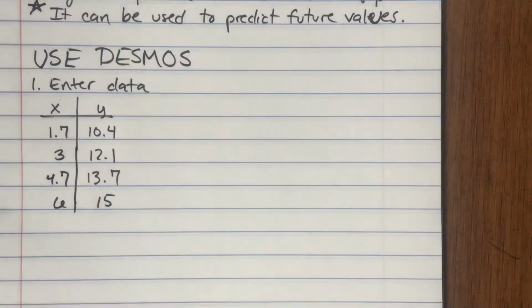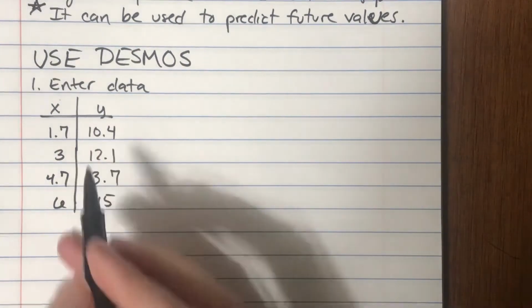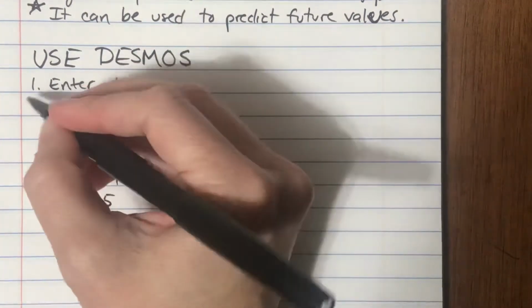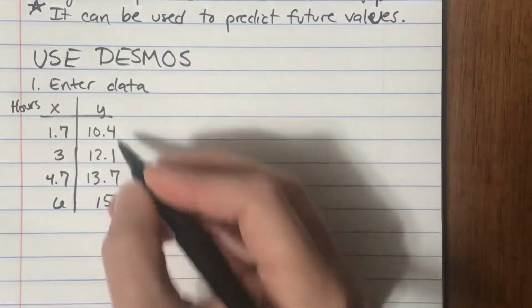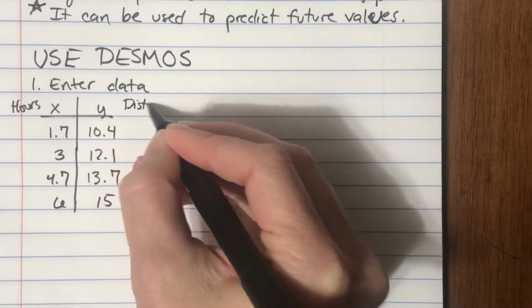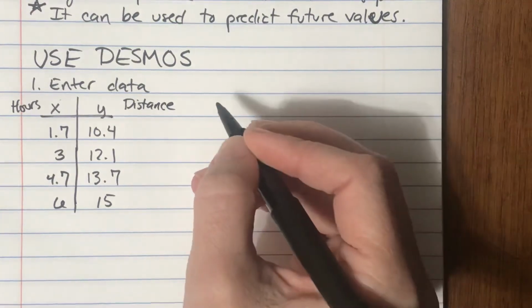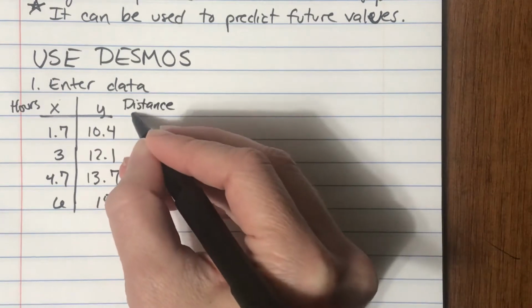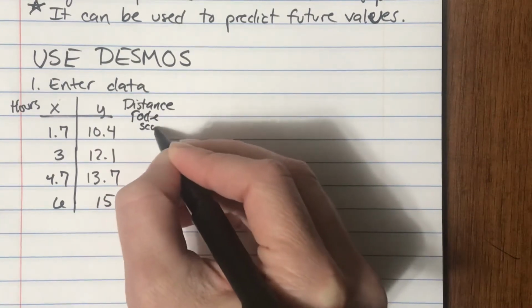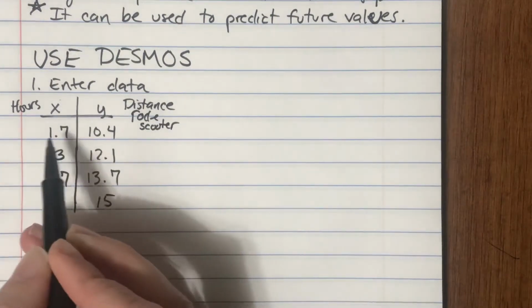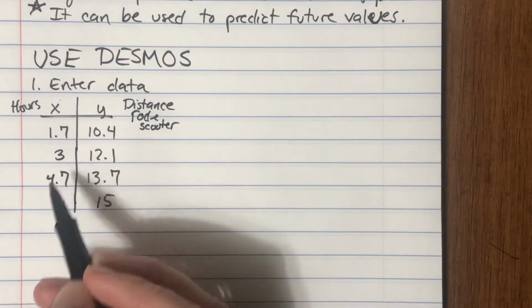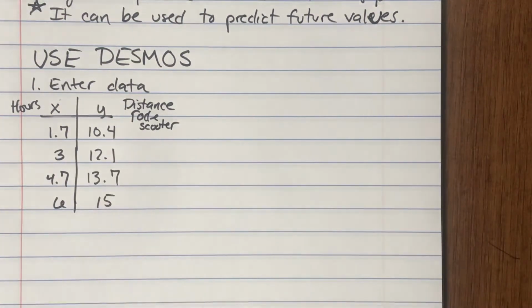So let's just say, I don't know, what kind of story could we make up about this data? Maybe this is hours, and maybe this is distance. I don't know. Distance that you rode a scooter. Does that make sense? It took you 1.7 hours to ride a scooter 10.4 miles. Maybe your scooter's probably going pretty slow. Maybe this is more like a skateboard or something. We'll just say that this is hours versus the distance that you've rode on a scooter.